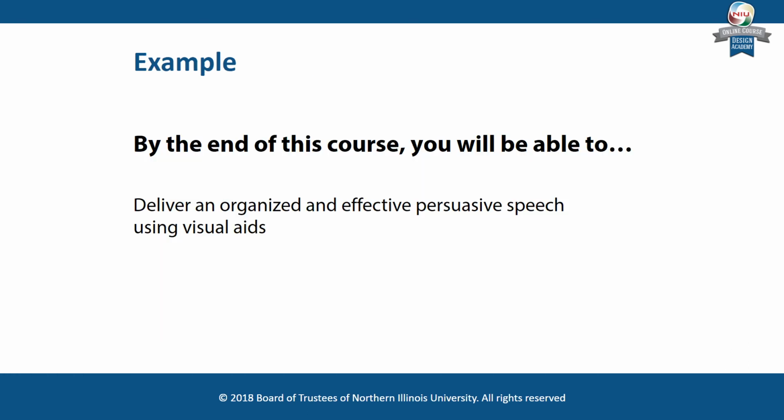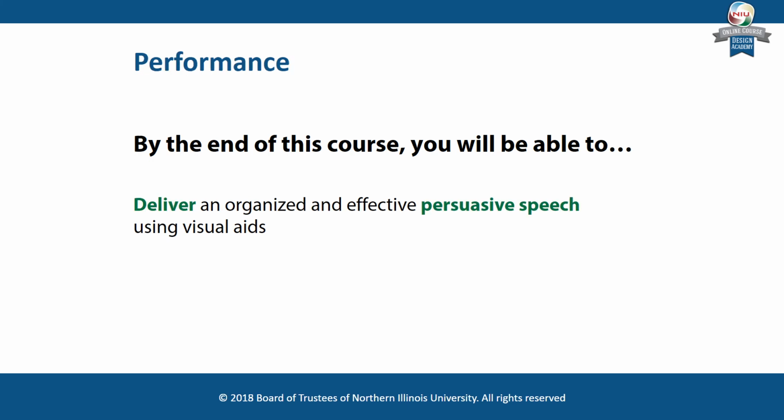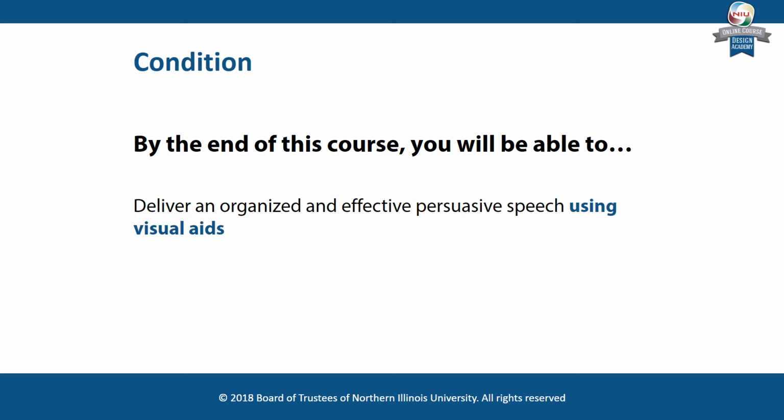For example, let's consider the objective that states, by the end of this course, you will be able to deliver an organized and effective persuasive speech using visual aids. In this case, the performance is deliver a persuasive speech. This is the performance that students are expected to learn by completing the course. The condition is using visual aids. To be successful in this objective, students must use visual aids in their persuasive speech. Other potential conditions could be to a live audience or using at least 3 sources.